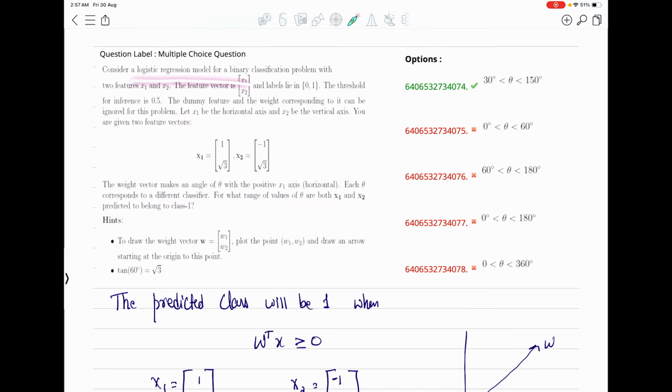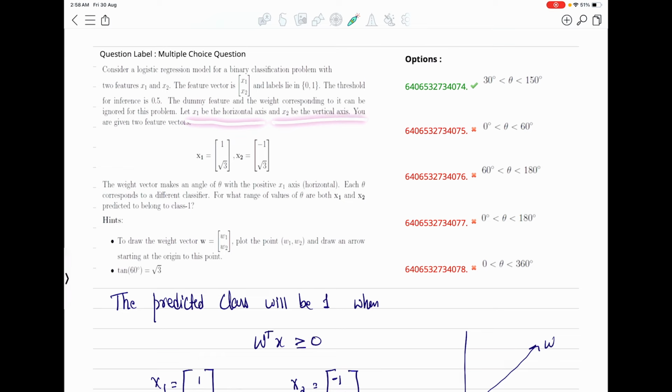Now, next question. Consider a logistic regression model for a binary classification problem with two features x1 and x2. The feature vector is this and the label is this. The label is in 0 and 1. The threshold for inference is 0.5. The dummy feature and the weight corresponding to it can be ignored for this problem.